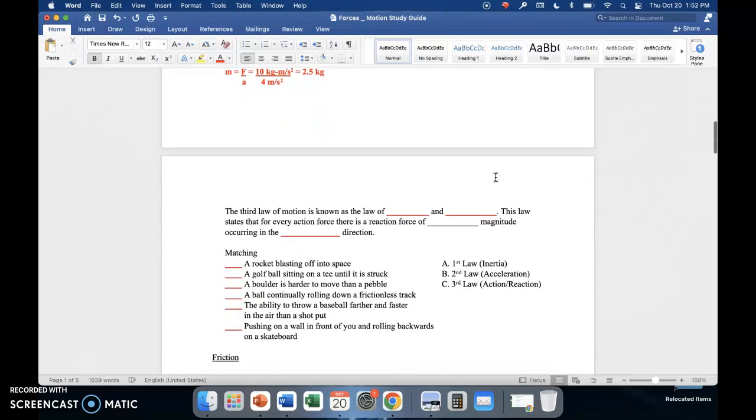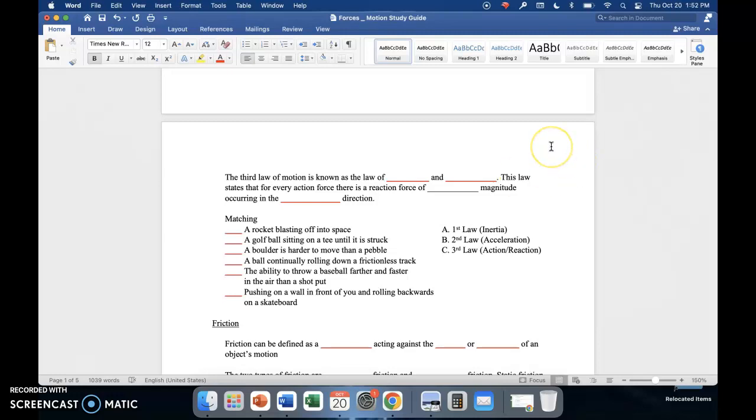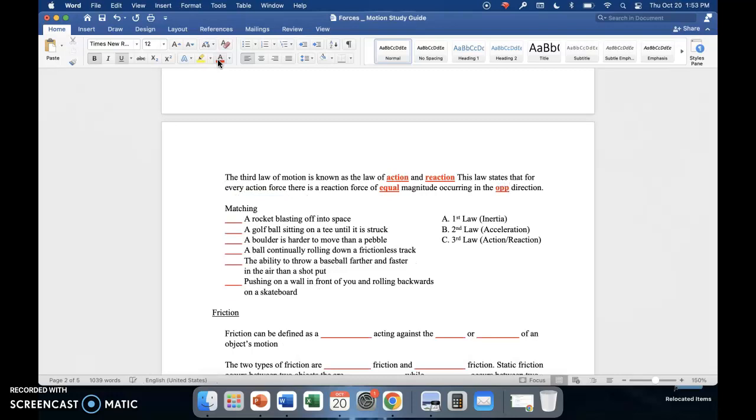Now let's move on down, and we're going to talk about our third law of motion. The third law of motion is also known as the law of action and reaction. So what does action reaction mean? That states that for every force, there is a force of equal magnitude. That means it's the same amount of force, and this occurs in the opposite direction.